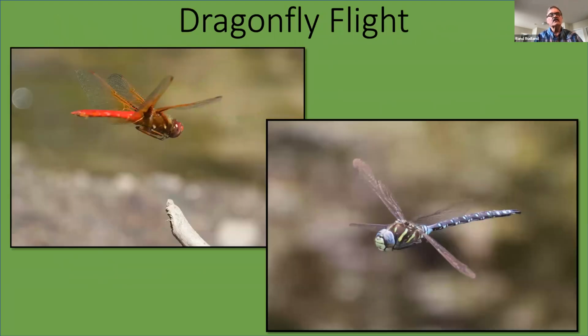So, quick comment on dragonfly flight. First of all, they're darn hard to get a hold of on a photograph in flight. They can move forward at 100 body lengths per second and backwards at 3 body lengths per second. So they're pretty quick. They do have some limitations.